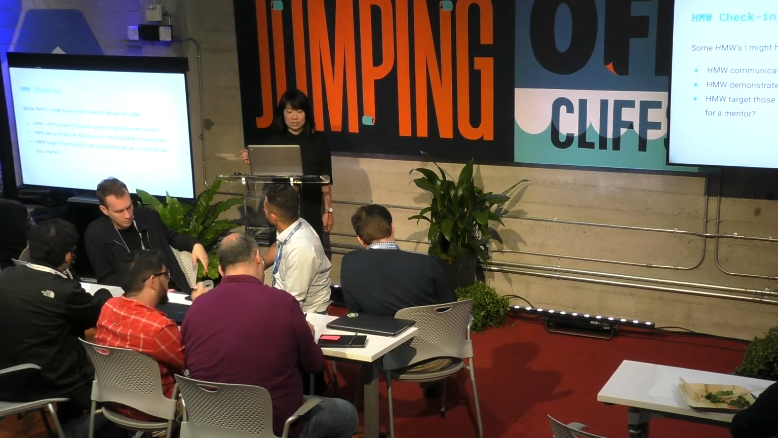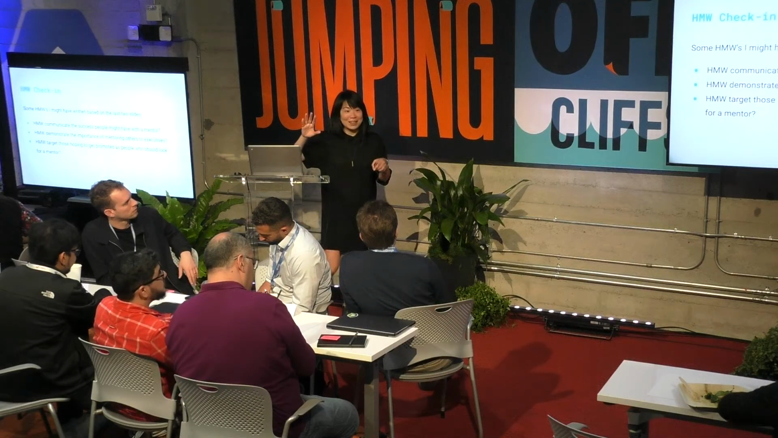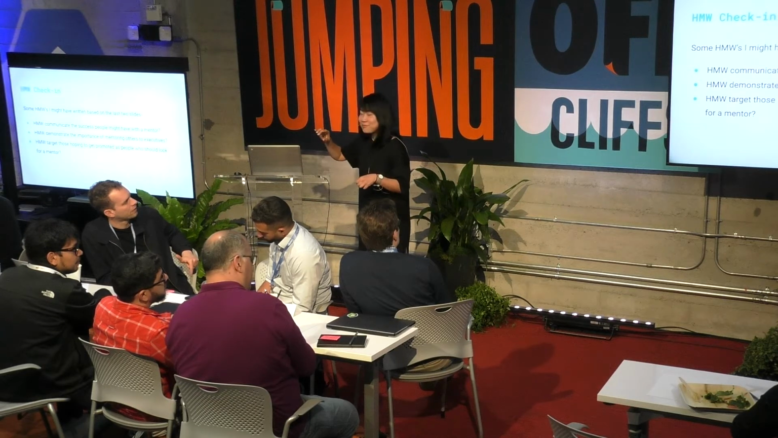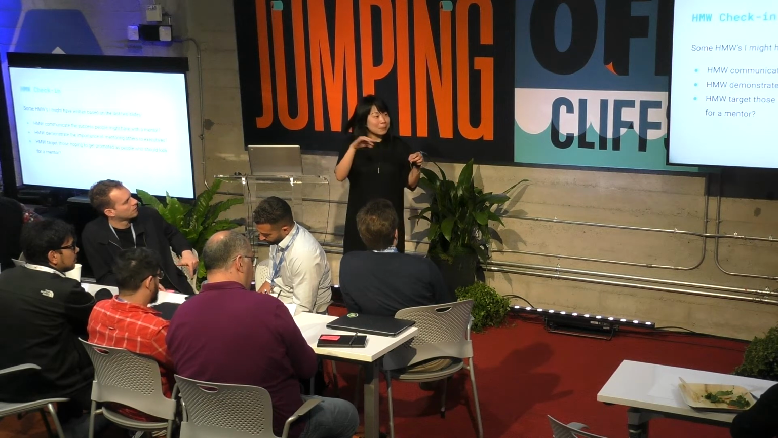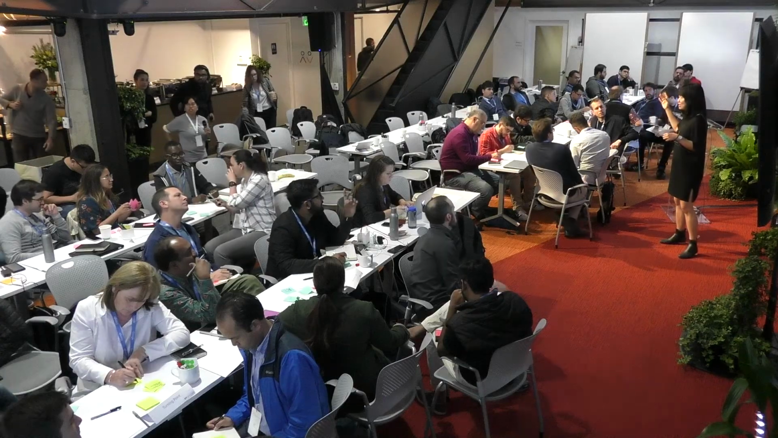So I just want to check in. Some how might we's I might have written based on the last 2 slides: how might we communicate the success people might have without a mentor versus with a mentor, and how might we demonstrate the importance of mentoring others to executives. How might we target those hoping to get promoted as people who should look for a mentor? Does it make sense? I see some kind of confused faces. Any questions? No? Okay. I actually want to invite a couple people here to share what they wrote so other people can hear what others have written.